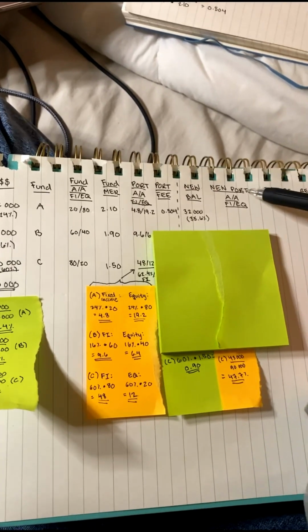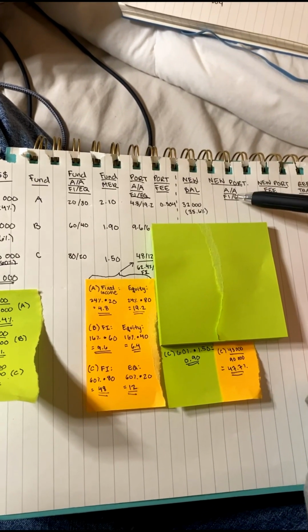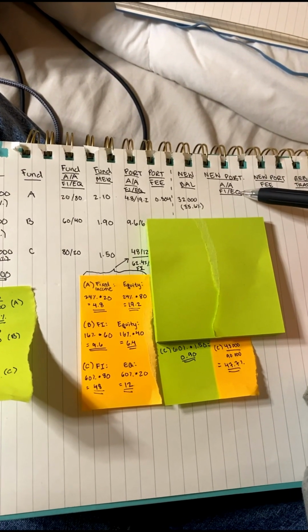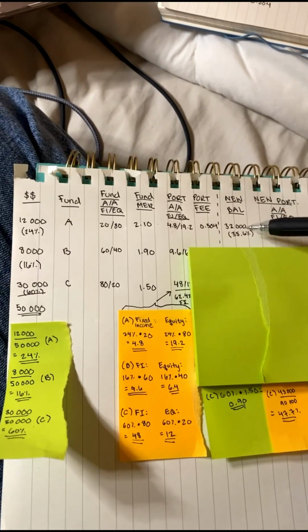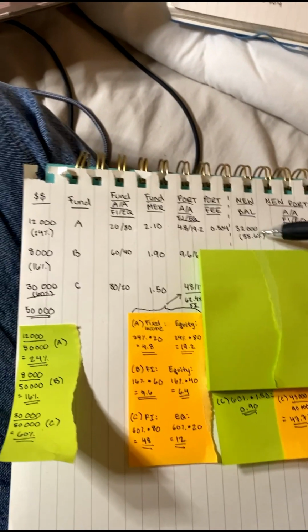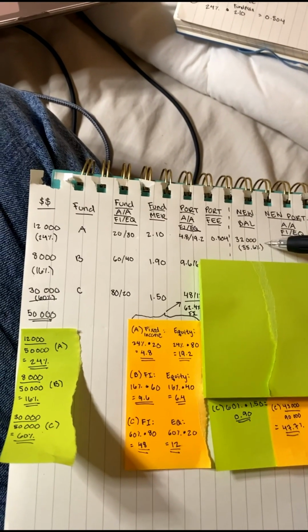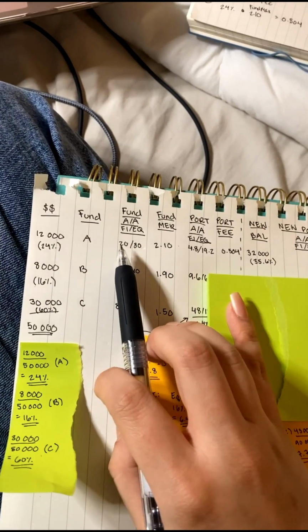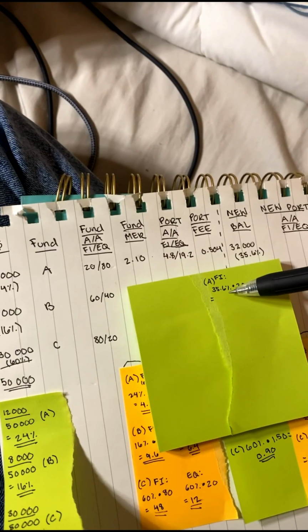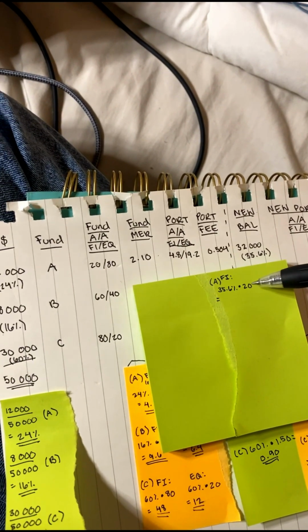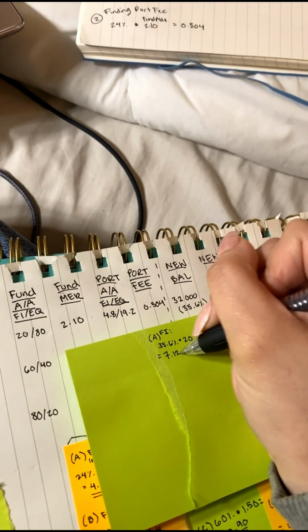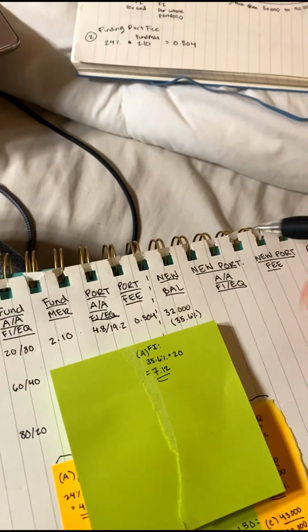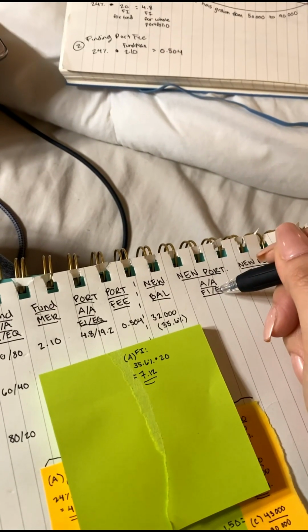So for the new portfolio asset allocation, where you're finding the portions of fixed income and equity, you do kind of the same thing, but you use the new percents. For row A, the new percent was 35.6%, and then you times that by the original fixed income amount. So this 35.6 came from here, this 20 came from here. 7.12 is your new fixed income portion asset allocation.